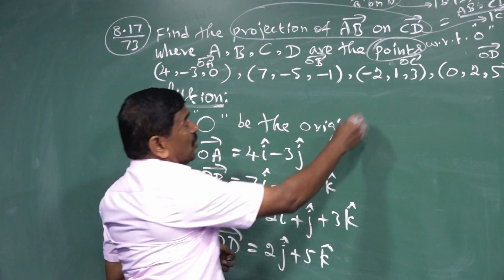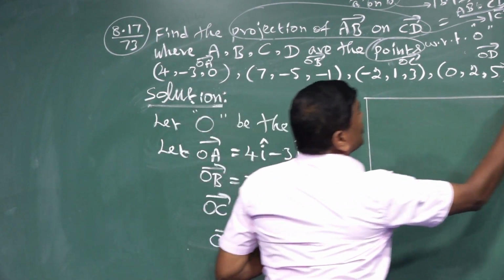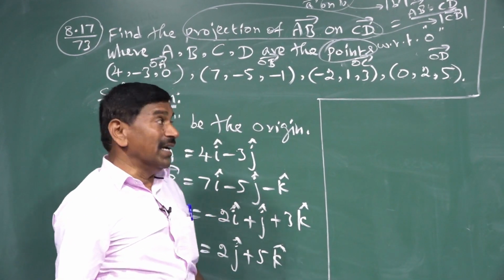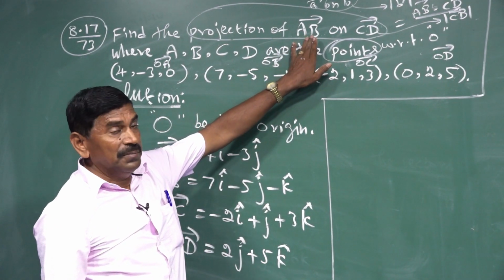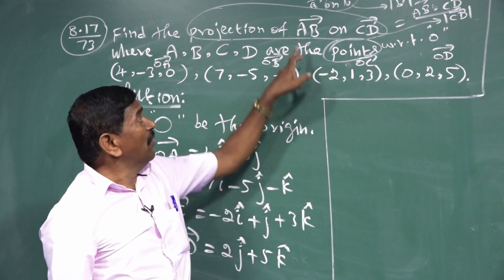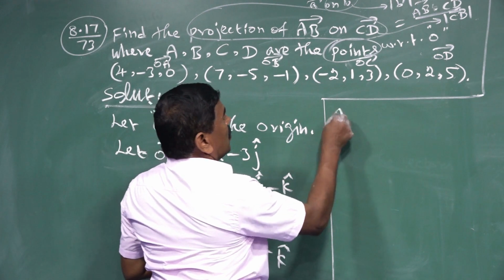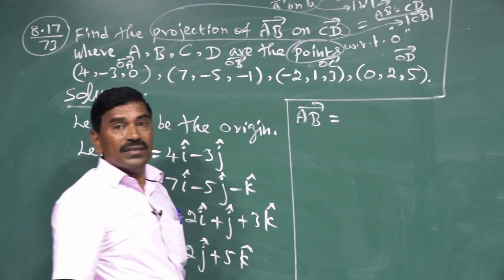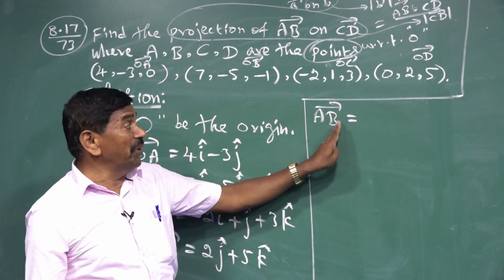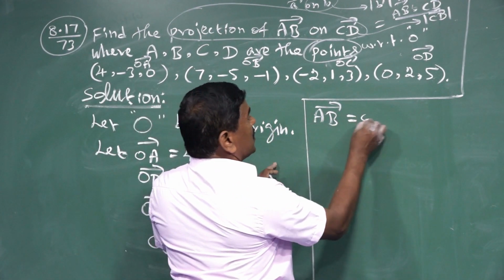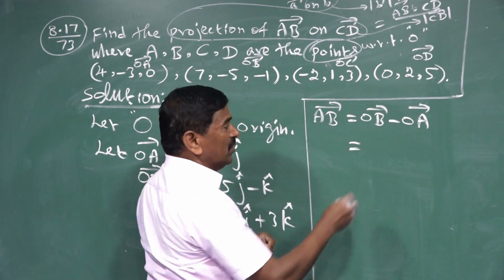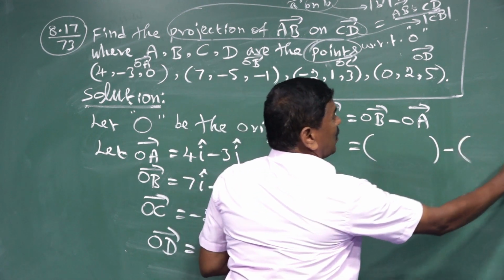Now the working rule, which is very simple. First let us find AB vector, then find CD vector, then use the formula, and we get the answer. First, AB vector. What is AB vector? AB vector is equal to second minus first, that is OB vector minus OA vector.